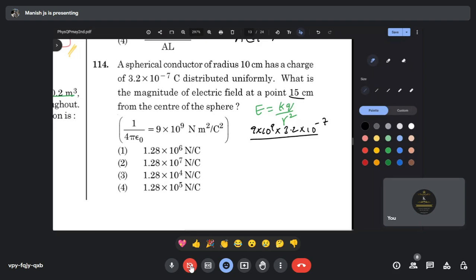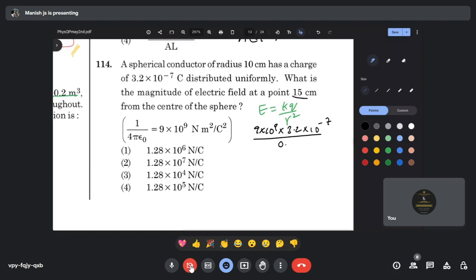Zero point 0.0225, in terms of meters, correct. This needs to be simplified. Once you simplify this, you would get the answer. So how much is it turning out to be?